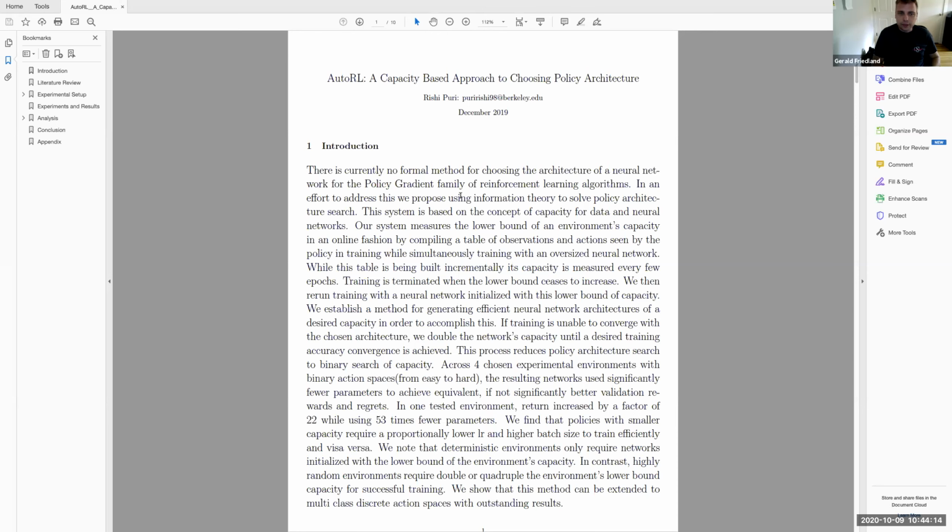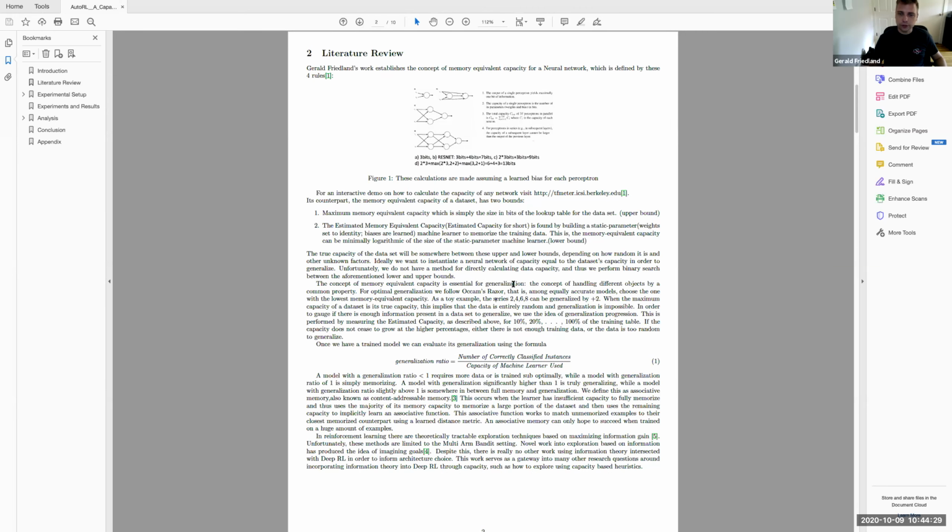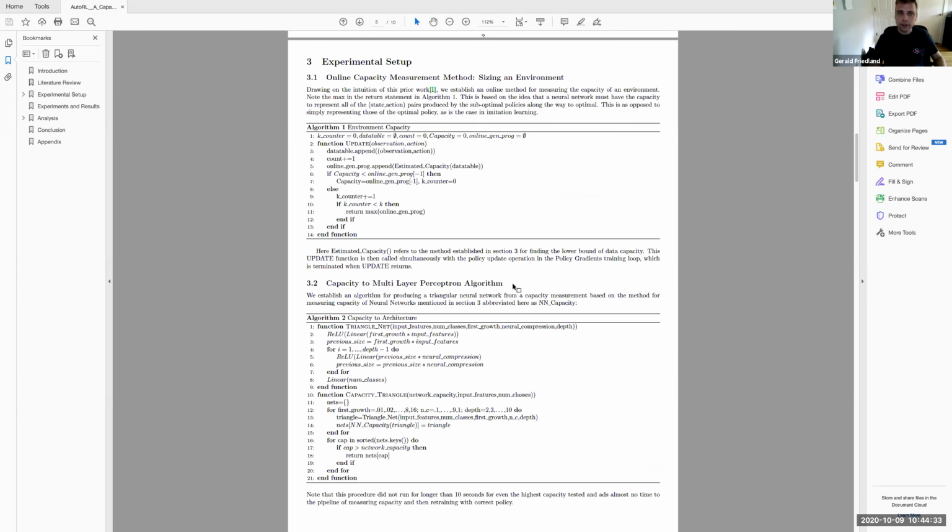the semester after. The idea was there's currently no formal method for choosing the architectures for reinforcement learning. So he used the techniques he learned in the class to, first of all, literature review what he learned in the class, and then he created an experimental setup with an algorithm that would automatically size a reinforcement learner on the fly. That by itself may be very interesting for you.